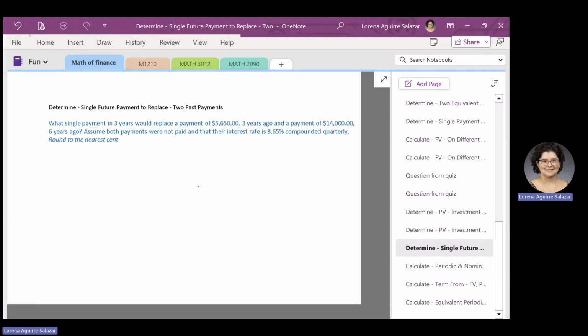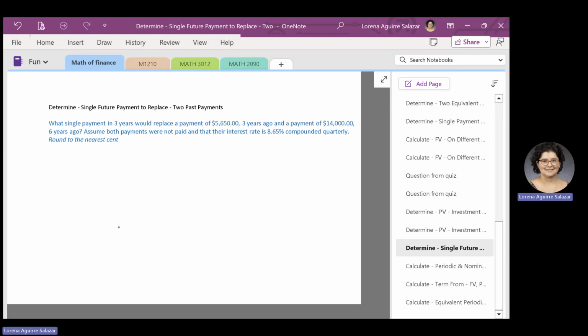We want to determine a single future payment to replace two past payments that were missed. So what single payment in 3 years would replace a payment of $5650 3 years ago and a payment of $14,000 6 years ago? Assume both payments were not paid and that the interest rate is 8.65% compounded quarterly. And we need to round the answer to the nearest cent.